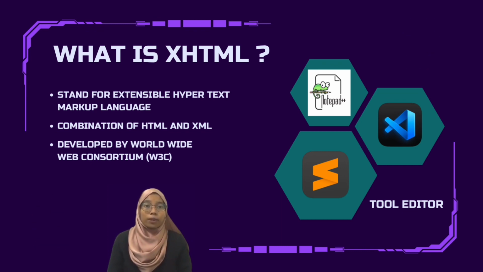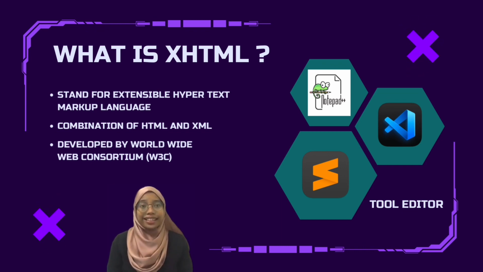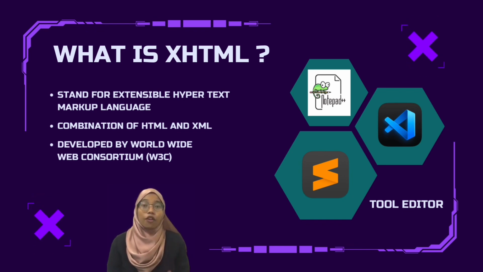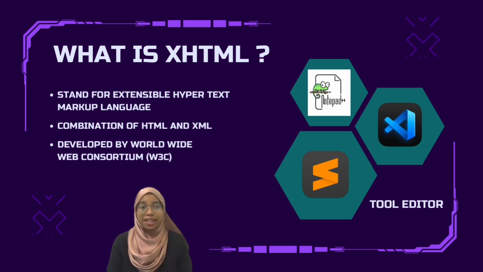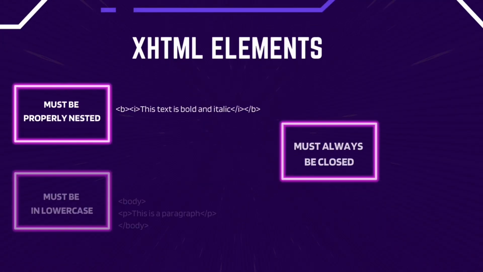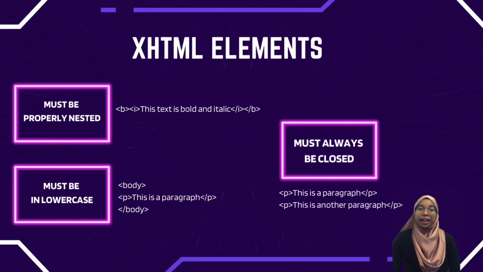One of the benefits of XHTML is that it helps to make web pages look identical in different browsers such as Internet Explorer, Firefox, Safari, and etc. And as you can see here, this is an example of tool editors, which are Notepad++, Sublime, and also Visual Studio Code. Alright, next I will explain about the XHTML's elements.